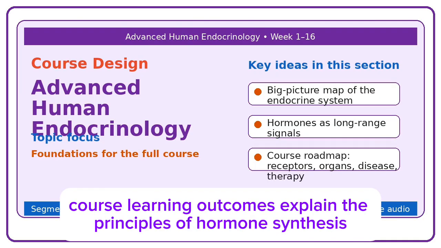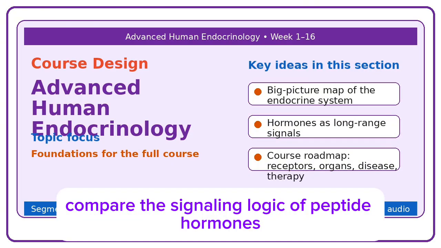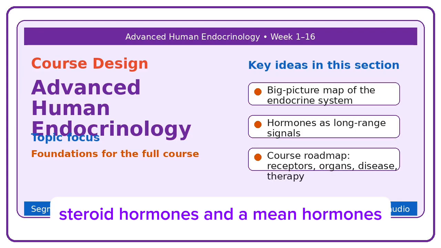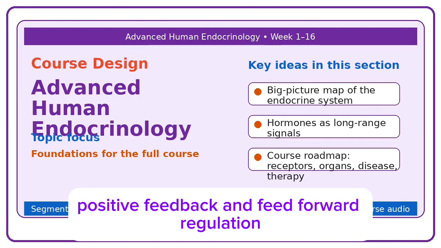Explain the principles of hormone synthesis, storage, release, transport, and degradation. Compare the signaling logic of peptide hormones, steroid hormones, and amine hormones. Describe how endocrine systems use negative feedback, positive feedback, and feed-forward regulation.